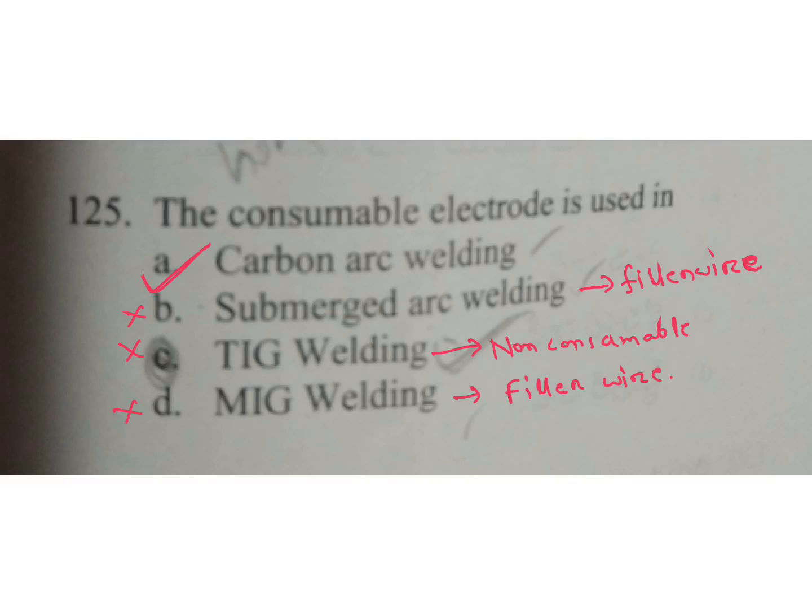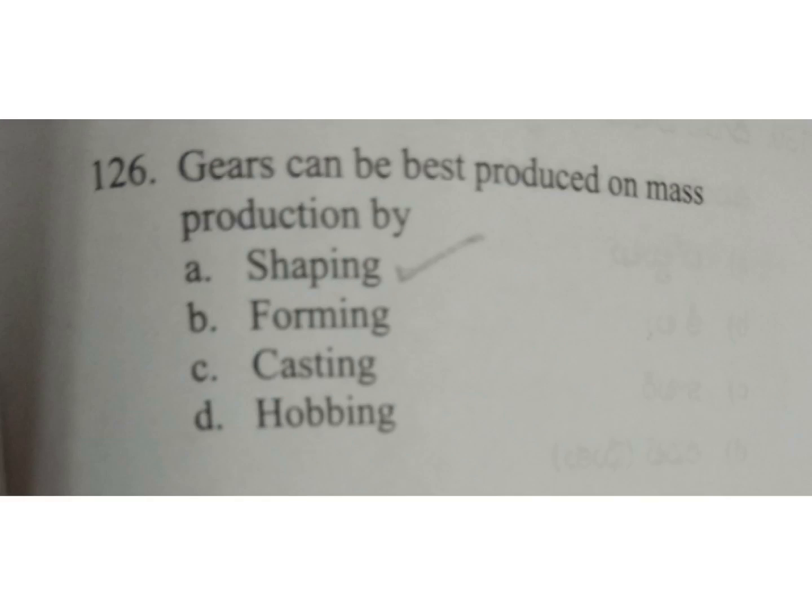Gears can be best produced on mass production by: shaping, it will take time. Forming is also time taking. Casting is also time taking. Hobbing is the fastest process.